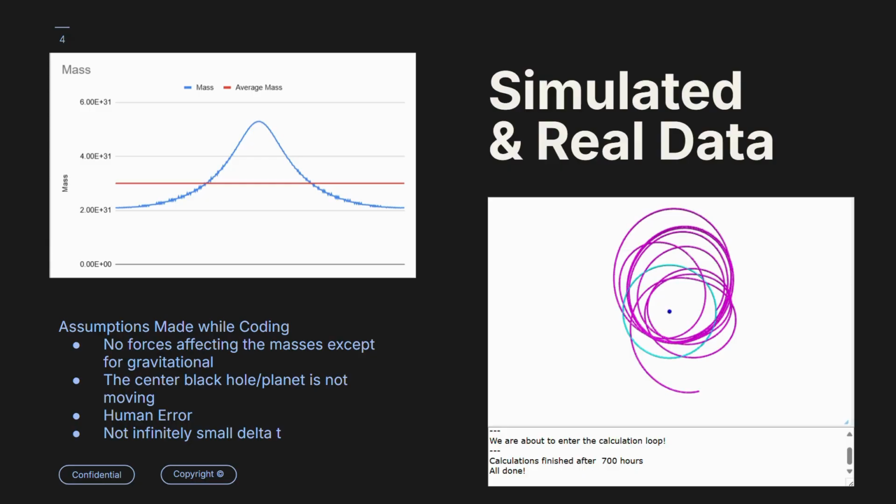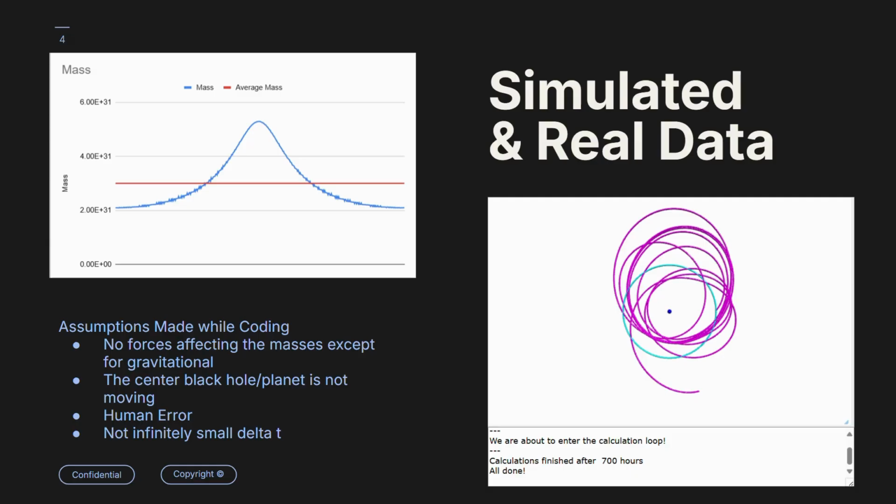Now, here is some more of the data that we collected. As you can see in the top left graph, this is from the first simulation where we tried to find the mass of the black hole. The blue line is what we calculated as the mass at different points, and the red line is what we took as the average, because obviously the mass wasn't changing with time. That was just due to some errors.